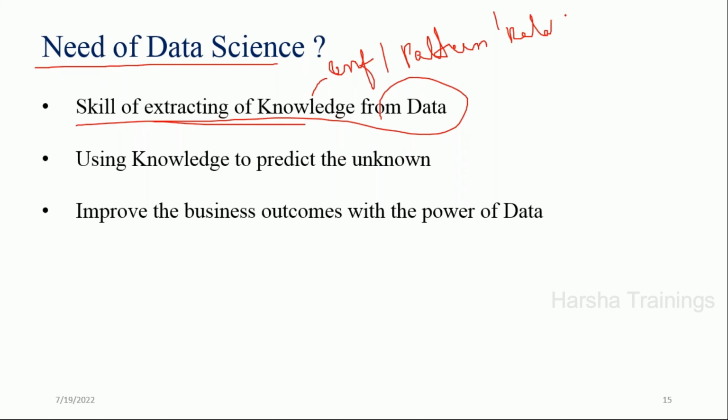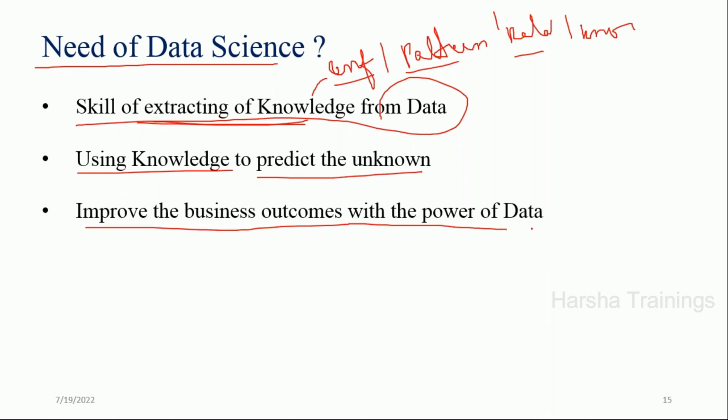Relationship within the data, also called knowledge. All these are synonym terms. The skill of extracting knowledge, inferences, patterns, relationships, anything. Second, using this knowledge, we are going to predict unknown data. Then, what for are we doing this? To improve business outcomes with the power of data. This is what we should do as data scientists.